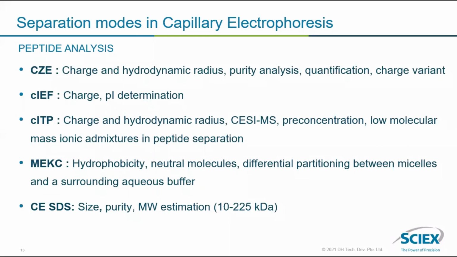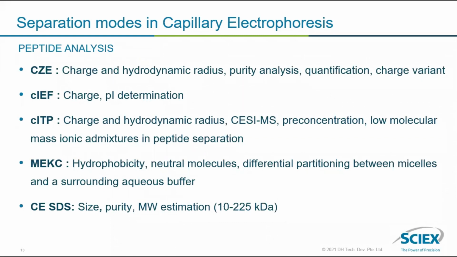This method is very good because it gives you ultra high resolution data in terms of pI calculation. The next application is capillary isotachophoresis, or CITP. We use this method when we connect CE with mass spectrometry, and it is good for pre-concentration of the sample. If your sample has a very low concentration, you can concentrate the sample inline inside the capillary in the CITP application, and run it on the mass spec.